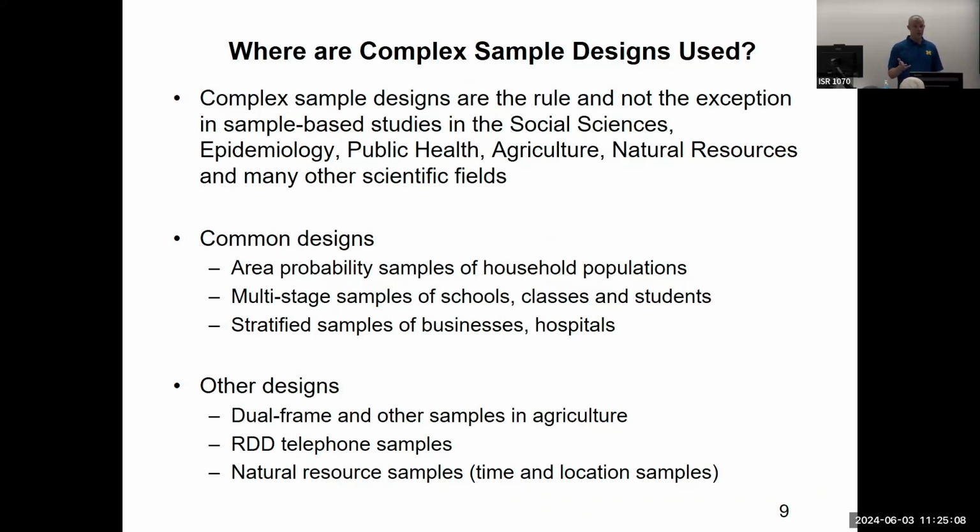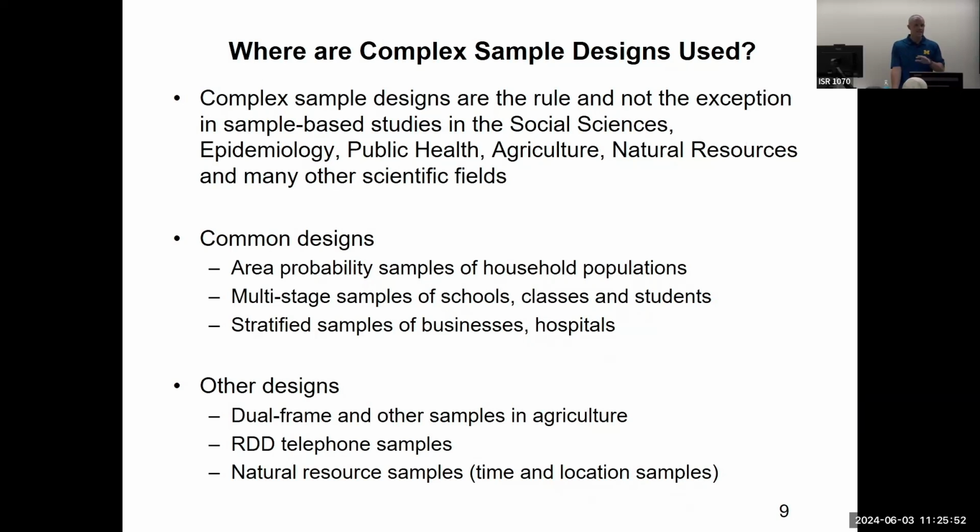Common types of designs that you'll run into when you read that documentation: area probability samples of household populations. So instead of just going out and looking at a simple random sample of households, you sample areas, and then you sample households within those areas. Counties, enumeration areas, census blocks, predefined areas where there are many different households. Multi-stage samples of schools, classes, and students in an educational setting. You might sample school districts, and then schools within those districts, and then classes within those schools, and then the students within those classes before you actually do the survey data collection. That's another example of a complex probability sample design.